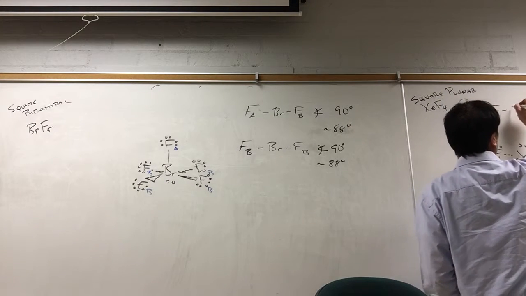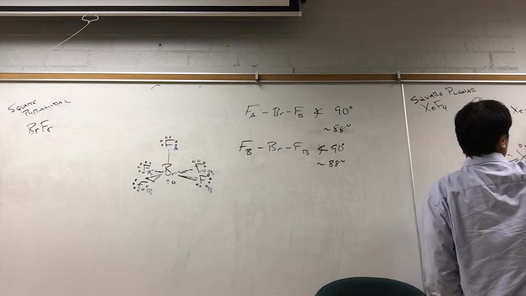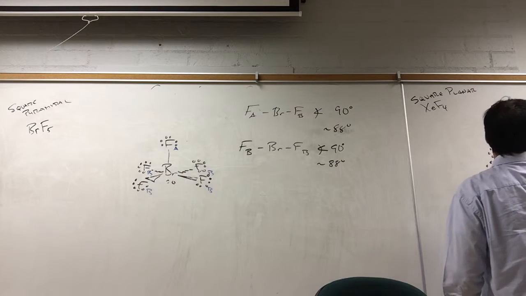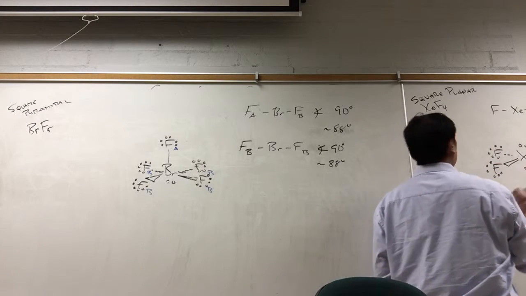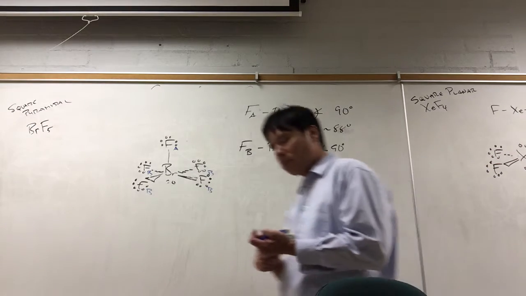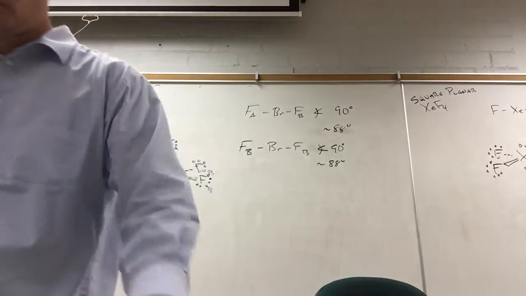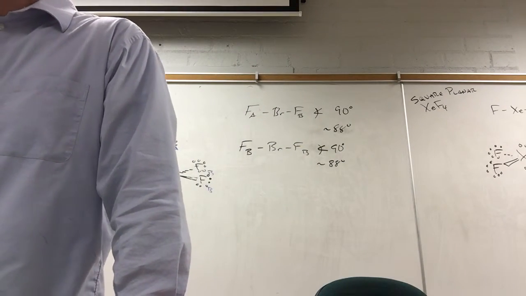We only have one angle. The F-Xe-F angle is going to be 90 degrees. Because, you know, if this is pushing it down, this is pushing it up, and they're equal and opposite in distortions. So the distortions cancel. And that would be XeF4.